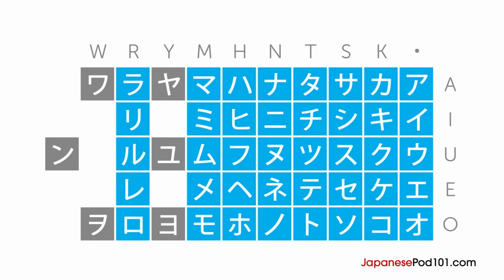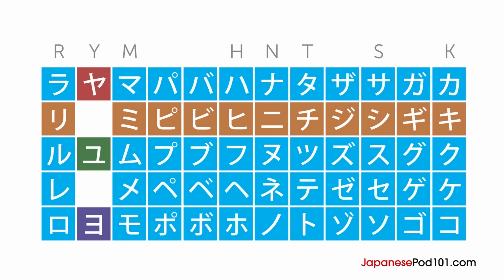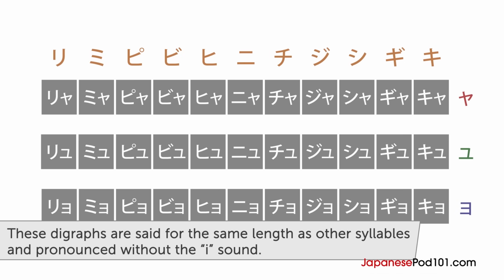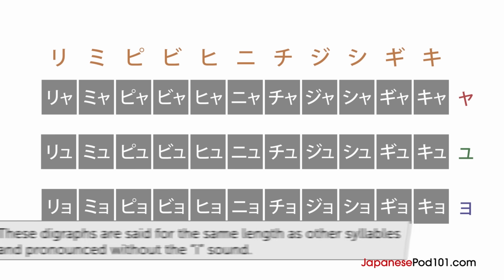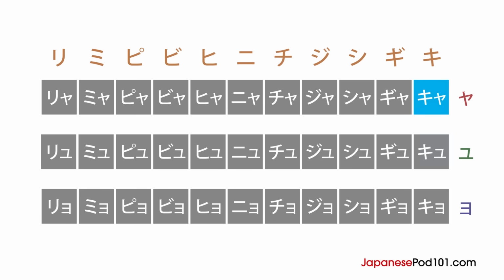Just like in hiragana, digraphs in katakana are also formed by adding a small ya, yu, or yo to a consonant plus I syllable. Remember, they are set for the same duration as all the previous syllables that you've learned. Pronounce them by gliding to the Y sound and do not pronounce the I sound. Kya, kyu, kyo.